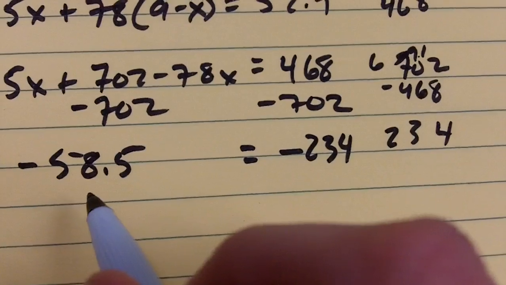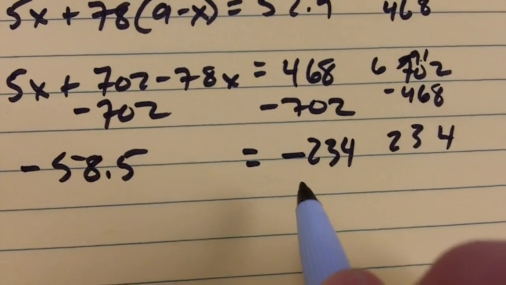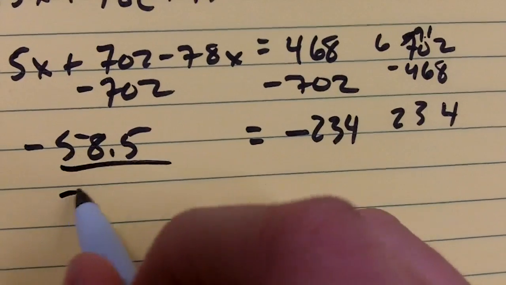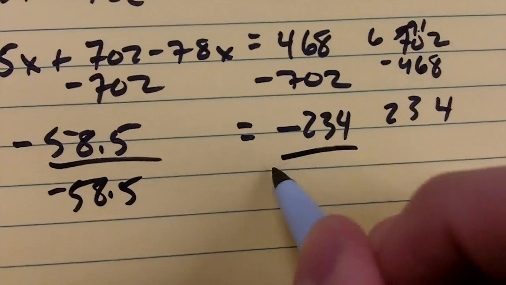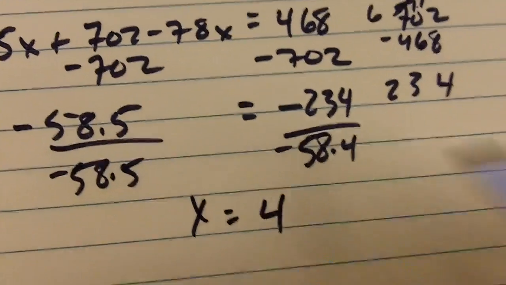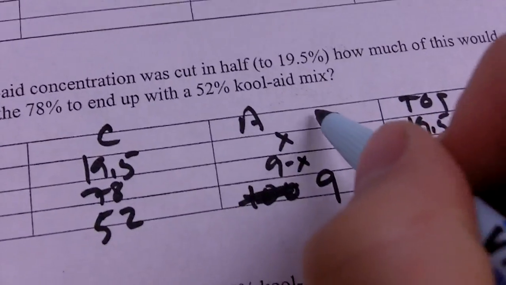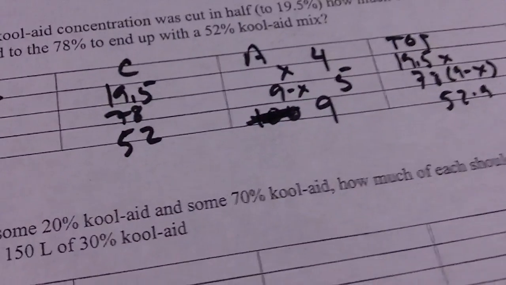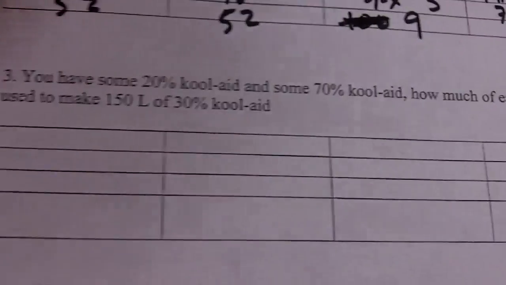How many times does negative 58.5 go into negative 234? That looks like that's going to be about 4 times. Divided by negative 58.5, x equals 4. What was x? X was the amount of this guy, which is 4, which means that's 5. And we're good to go on that one. I'm going to skip down here to the next problem.